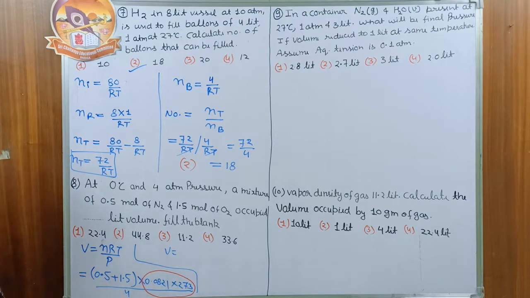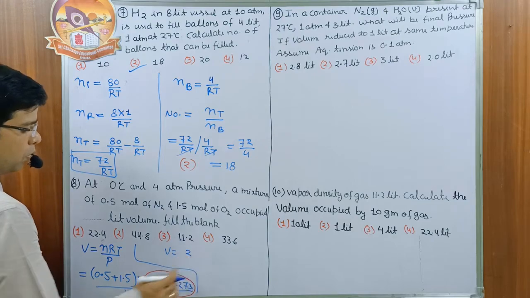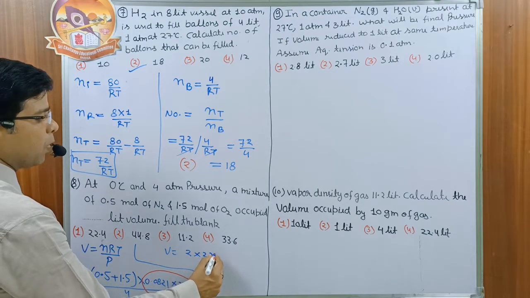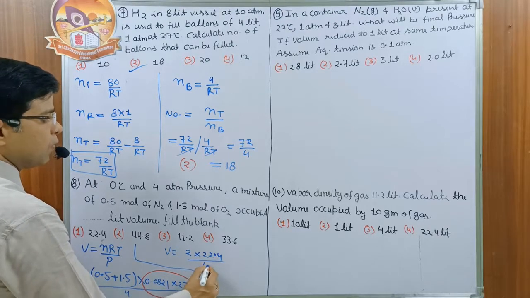So now volume is what? 0.5 plus 1.5, that is 2, into 22.4 divided by 4. What is that?